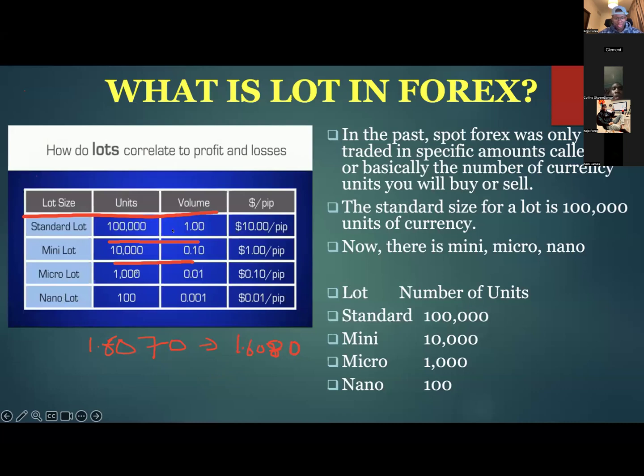Why? Because one lot is equivalent to $10 per pip. And from here to here, the market moved 10 pips. So you multiply your $10 per pip by the 10 pips, because one lot is equivalent to $10 per pip. Then you get 100. It's as simple as that.